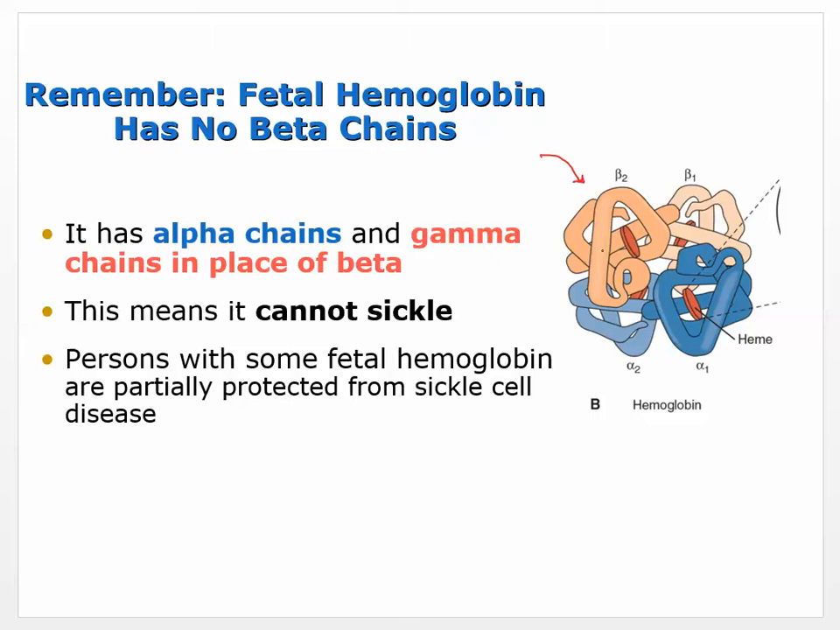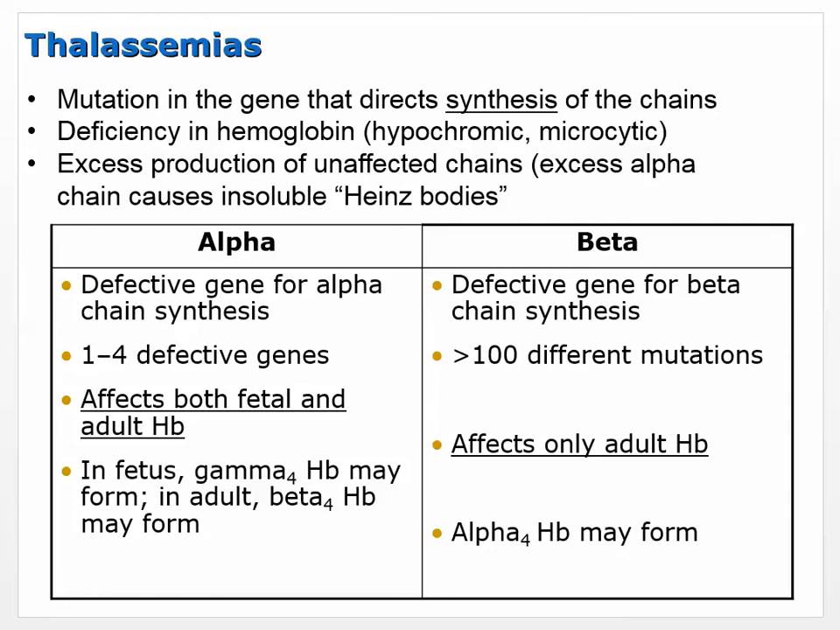Infants are okay, and if the adult, as they grow, is able to turn that gene back on, keep that gene on, and use fetal hemoglobin in place of the beta, then they won't have as much sickling either. Just a little note there, and also a reminder that gamma chains instead of beta chains are used in a fetus.